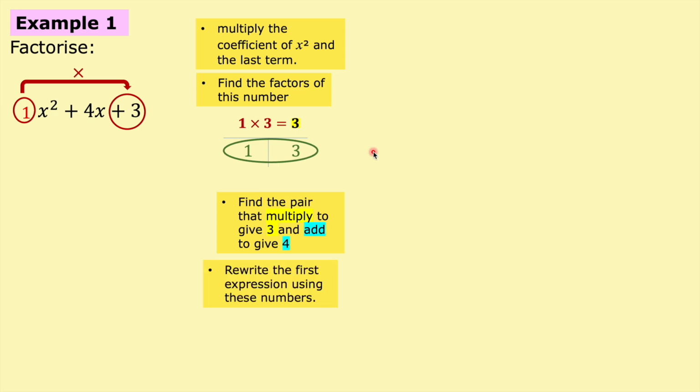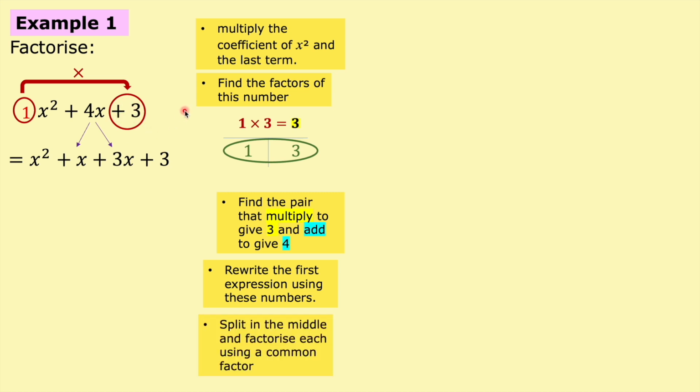We're then going to rewrite the first expression using these numbers. Our x squared term we're going to rewrite and it stays the same, x squared. We're then going to expand this 4x using the two factors that we've just found. Essentially we're breaking this 4x up into 1x, 1 being the first factor, plus 3x being the second factor. And then the plus 3 stays the same. Let's just go over that again. x squared stays the same. We're splitting that 4x, this middle term, into our two factors of x. And then the plus 3 stays the same.